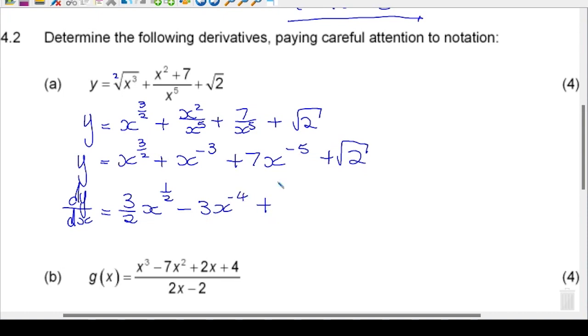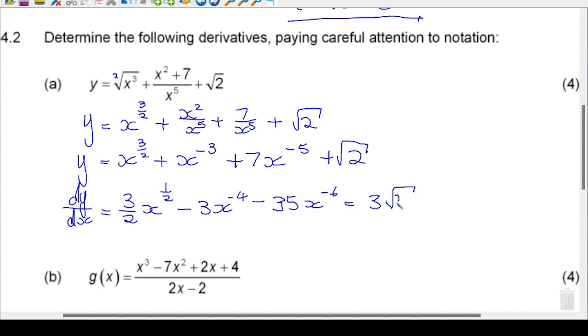Sorry, negative 3x to the minus 4, and then minus 5 times 7, minus 35x to the minus 6, and the derivative of square root of 2 is 0. There's my answer, all right? It's quite likely that they may ask us to put the answer with positive exponents, and that's kind of good practice anyway. So let's do that.